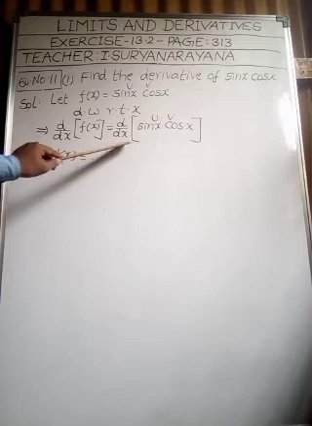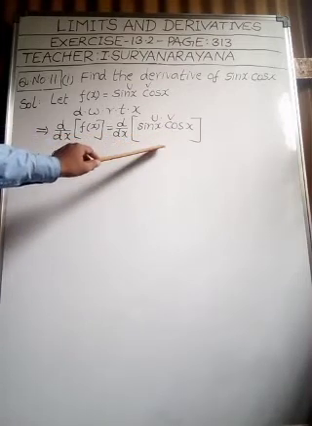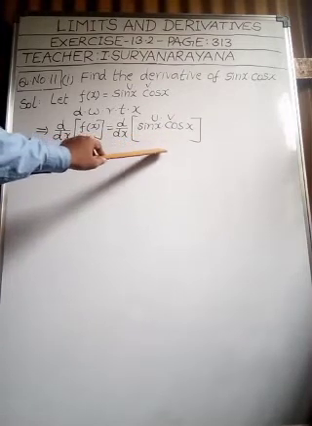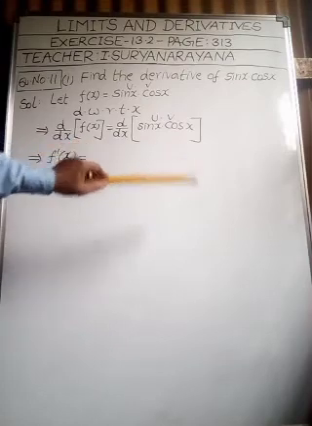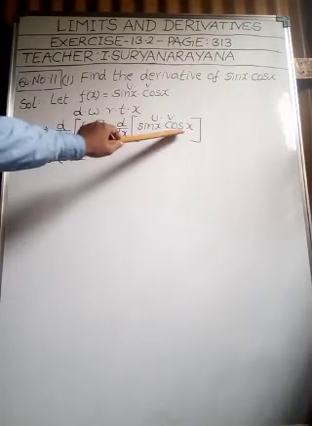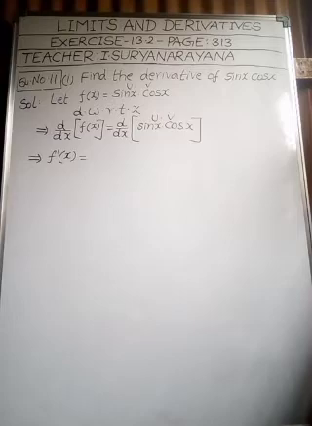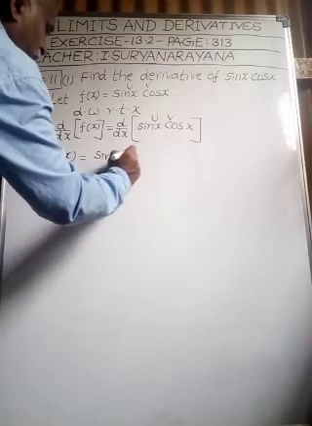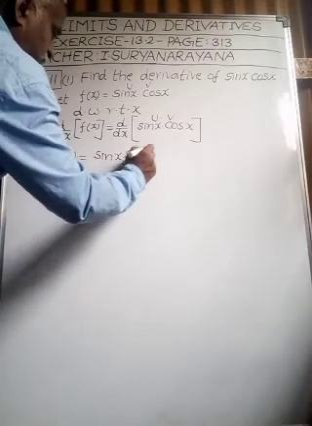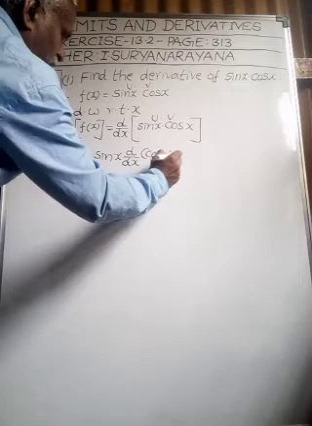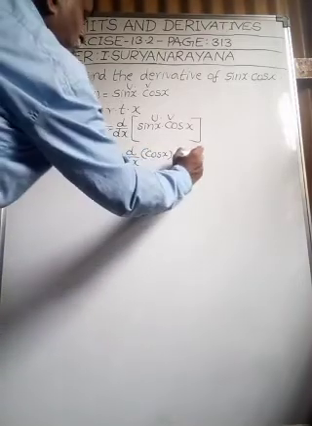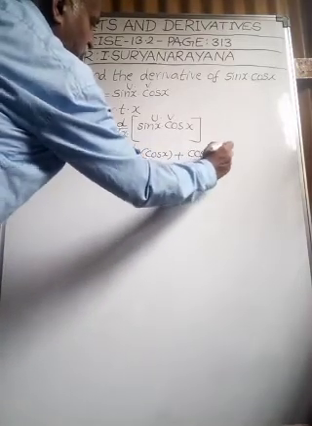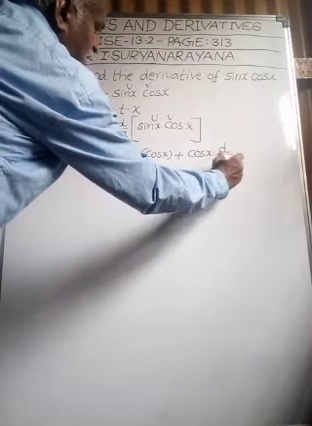Now we are using here in RHS the UV rule. That is also called UV rule or product rule, where u is equal to sin x and v is equal to cos x. What is the UV rule? u into d by dx of v. So sin x into d by dx of cos x plus v into d by dx of u, that is cos x into d by dx of sin x.